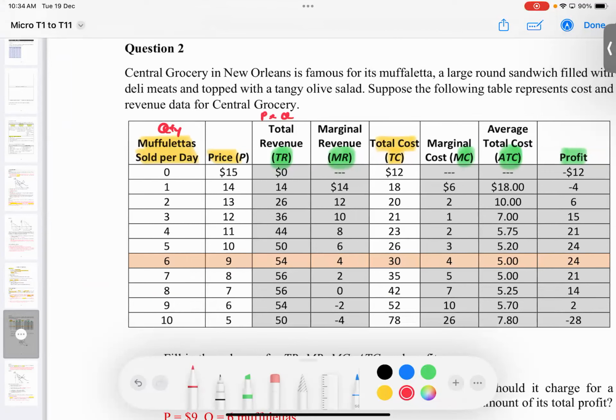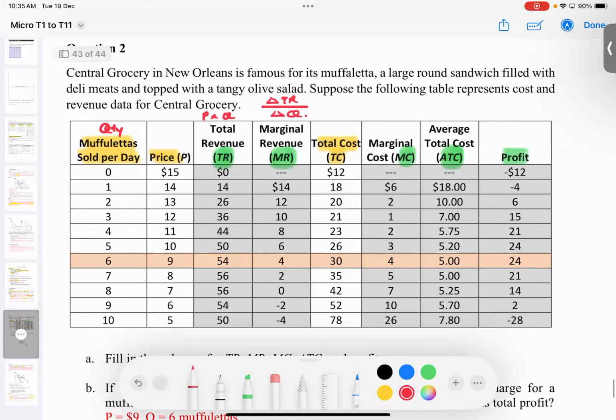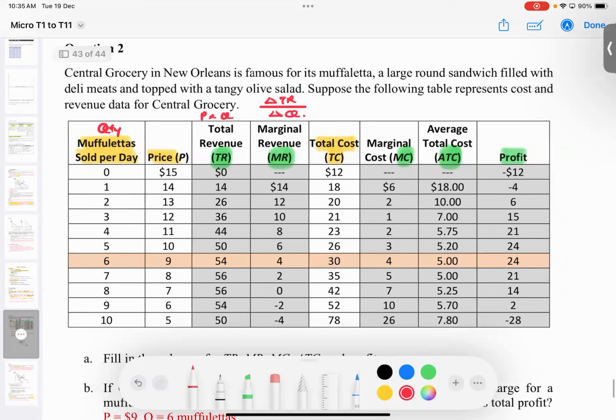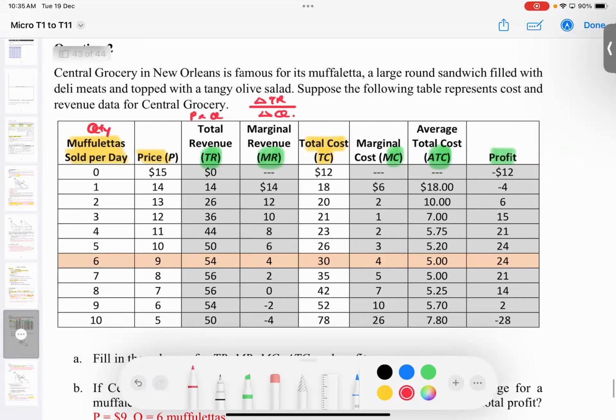Now, how do you calculate marginal revenue? The change in total revenue divided by the change in quantity. Remember the change in quantity is not always equal to 1. It depends on the scenario. Here it is equal to 1, but in your exam, it might not be. Then you have total cost that has been given to you, and you need to calculate marginal cost. Again, change in total cost divided by change in quantity. There's the marginal cost.